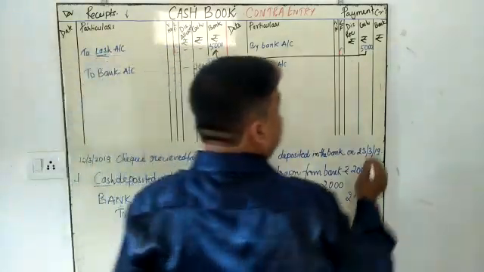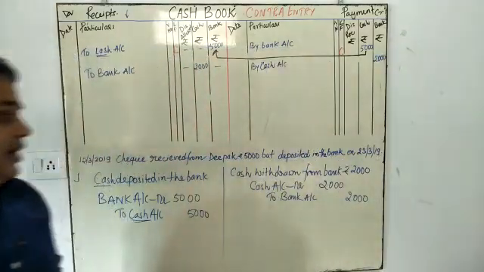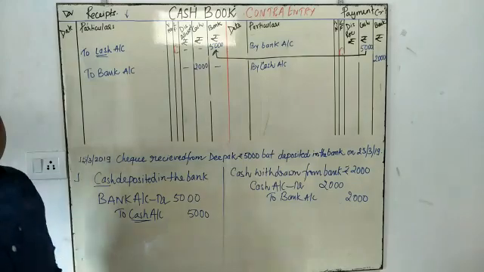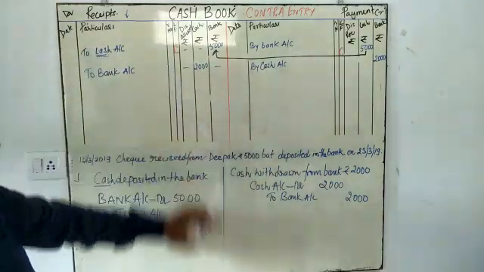That is a bank column, rupees 2000. So simple, you withdraw the cash from the bank. It means your bank balance is going to be decreased and here your cash balance is going to be increased.